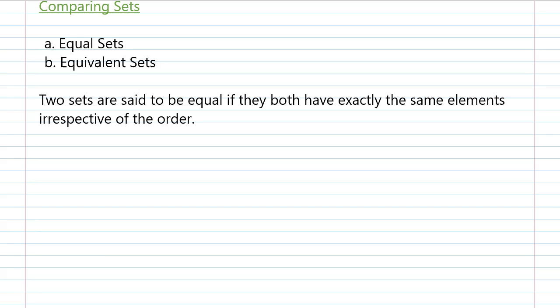Comparison between sets. Sets can be compared in two ways. The first is the equality of sets, and the second is the equivalency of sets. Sets are said to be equal if they have the same number of elements and also identical elements, while the equivalency of sets just involves the number or size of a set. So the number of the elements of a set has to be the same for an equivalent set.